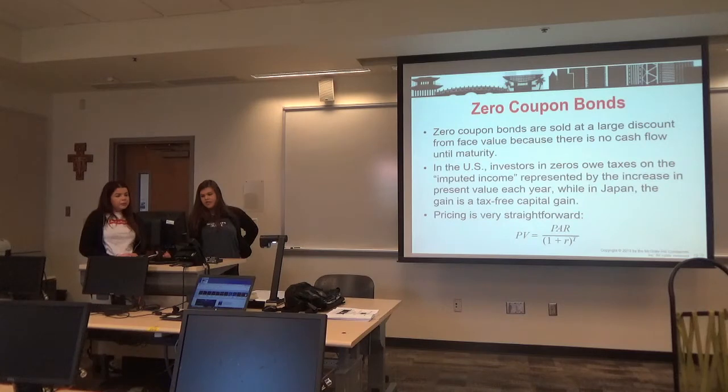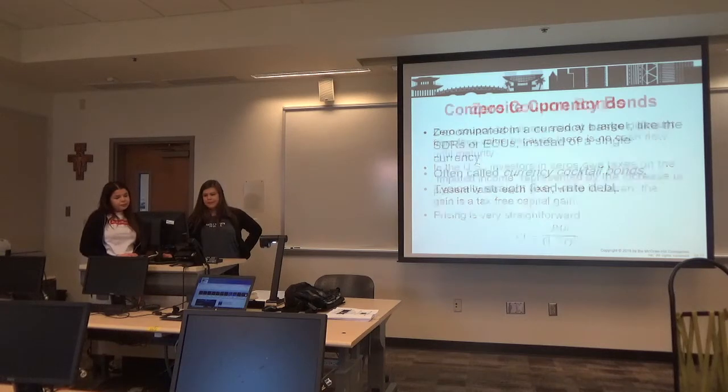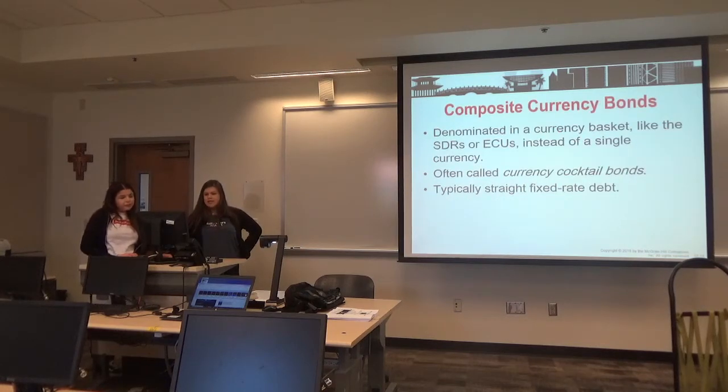For zero coupon bonds, PV equals par over 1 plus r to the t power. These are usually sold at a large discount from face value because there's no cash flow until maturity. Composite currency bonds are denominated in a currency basket like the SDRs and the ECUs instead of a single currency. They're often called currency cocktail bonds, typically straight fixed rate debt.